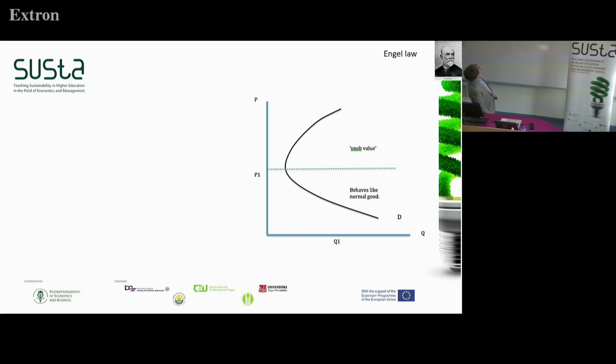Here you can see the curve. It's called snob value. The snob value concept is very important to understand sustainability. How much snob value is in sustainability?